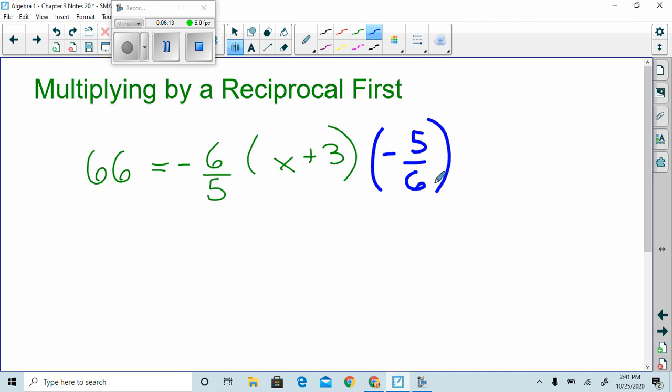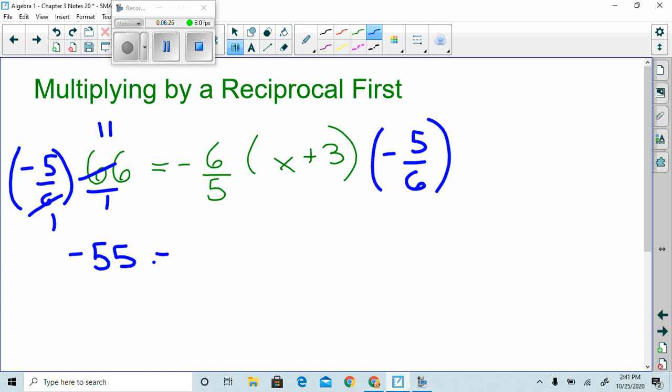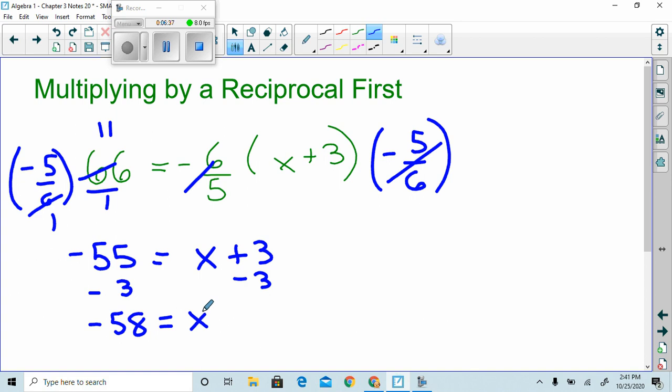Whatever I do on the right here, I have to do on the left. Let's now cross cancel, and I get negative 55 is equal to, remember these canceled out, x plus 3. Let's go ahead and subtract 3. I get negative 58 is equal to x. Let's interchange and put our variable first.